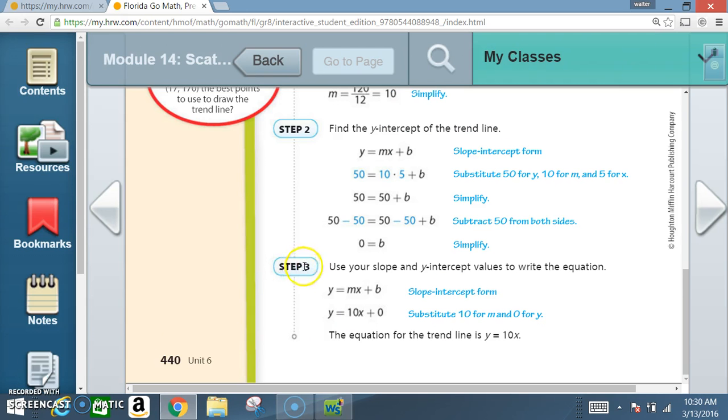All right, so our final step, step 3, we use the slope and the y-intercept values to write the equation. So y equals mx plus b in this case. Y is equal to 10x plus 0. The equation for the trend line is y is equal to 10x. In other words, when it's 0, you don't have to write it.